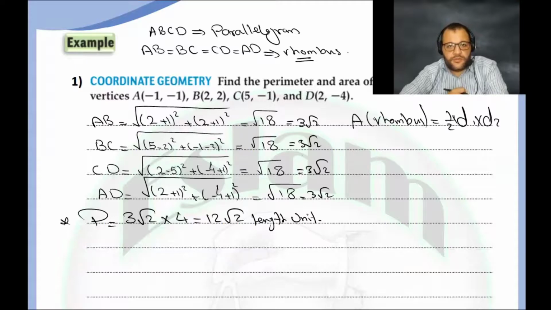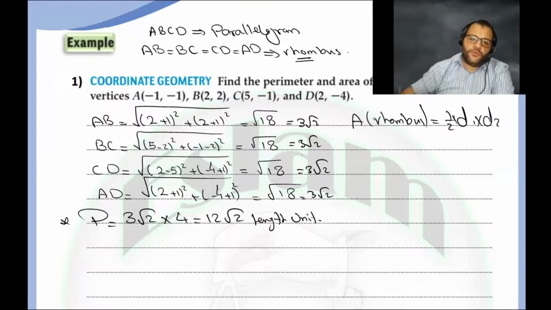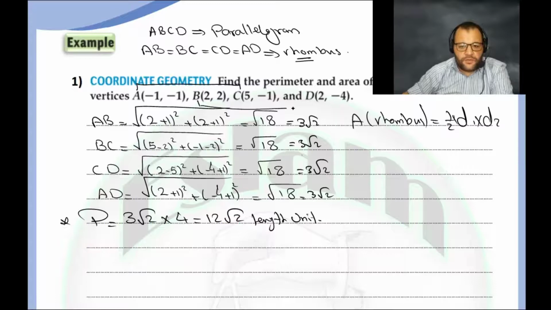Diagonal: the line segment joining any two non-consecutive vertices. They are non-consecutive, so when you join between them, it will be a diagonal. So it means you need to find the length of AC and the length of BD.